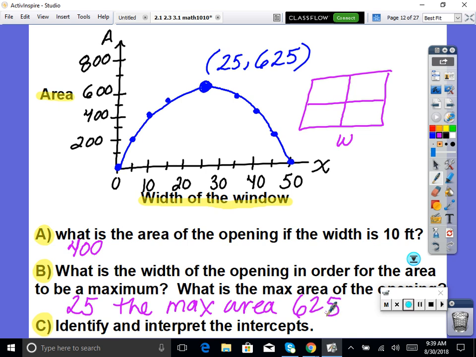Does that make sense, everybody? Okay, now let's see here. It says identify and interpret the intercepts. So here's an intercept, and here's an intercept. Let's think about what those represent. Interpret the intercept. Think, what does it represent? Say it again.